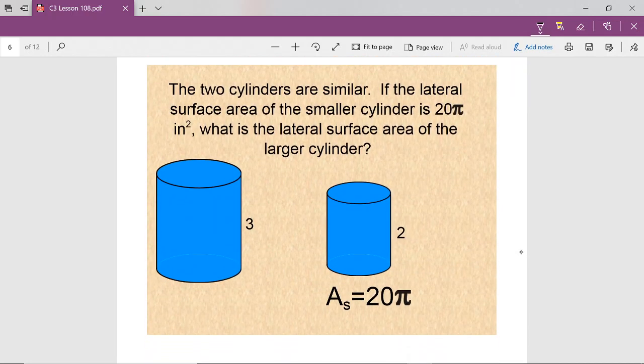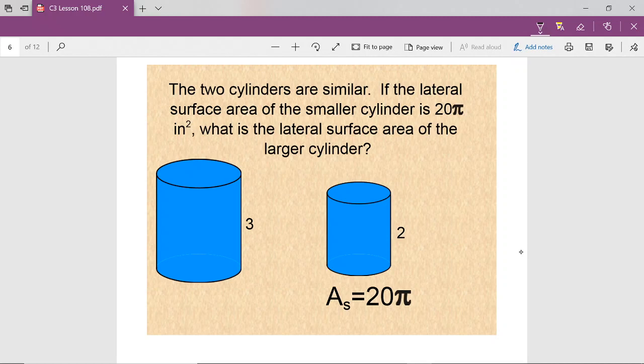All right, the two cylinders are similar. If the lateral surface area of the smaller cylinder is 20 pi inches squared, what is the lateral surface area of the larger cylinder? A little bit of a different question here because we're given surface area when normally we're asked to find it. We don't have enough information to actually, well, we could work backwards and find it, but we don't need to.